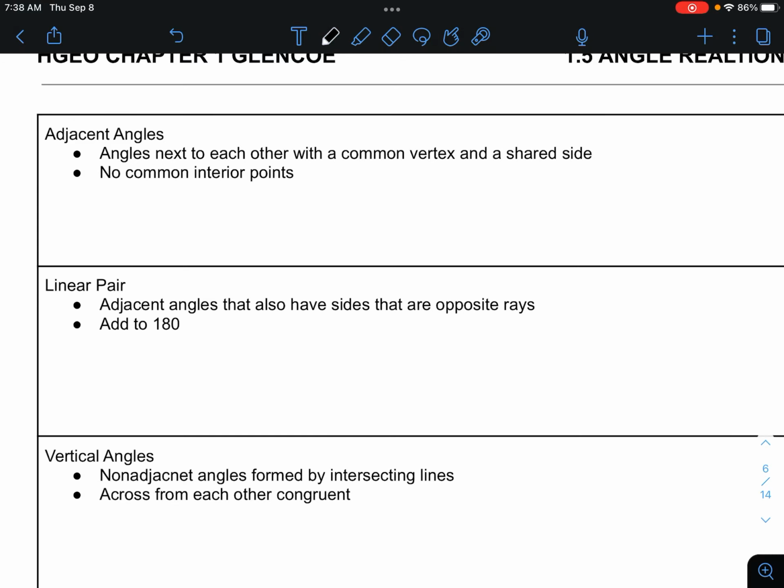Hey, geometry. So today we're going to talk about 1.5, which is angle relationships. Before this, in 1.1 through 1.4, those chapters were all about points, lines, segments, rays, planes, that kind of thing. But now we're going to move on to angles.